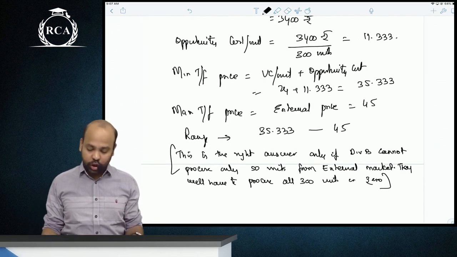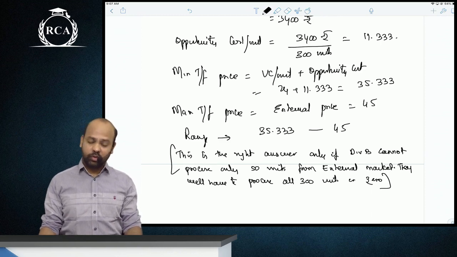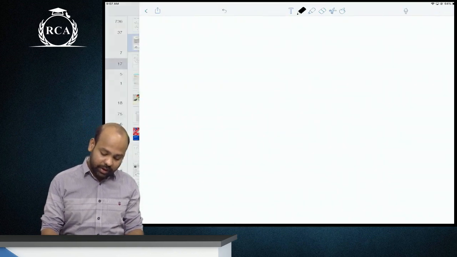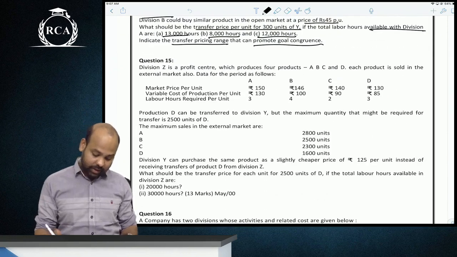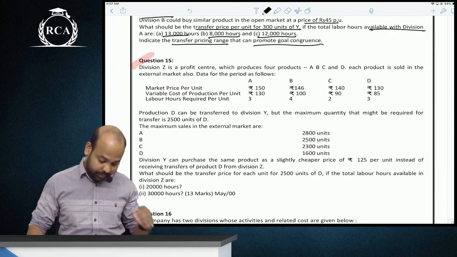I hope there's absolutely no doubt in this. Yes, sir, we have all understood the question. There's no doubt. Chalo beta, we will now read the next question. Yeah, we are not winding up the class.